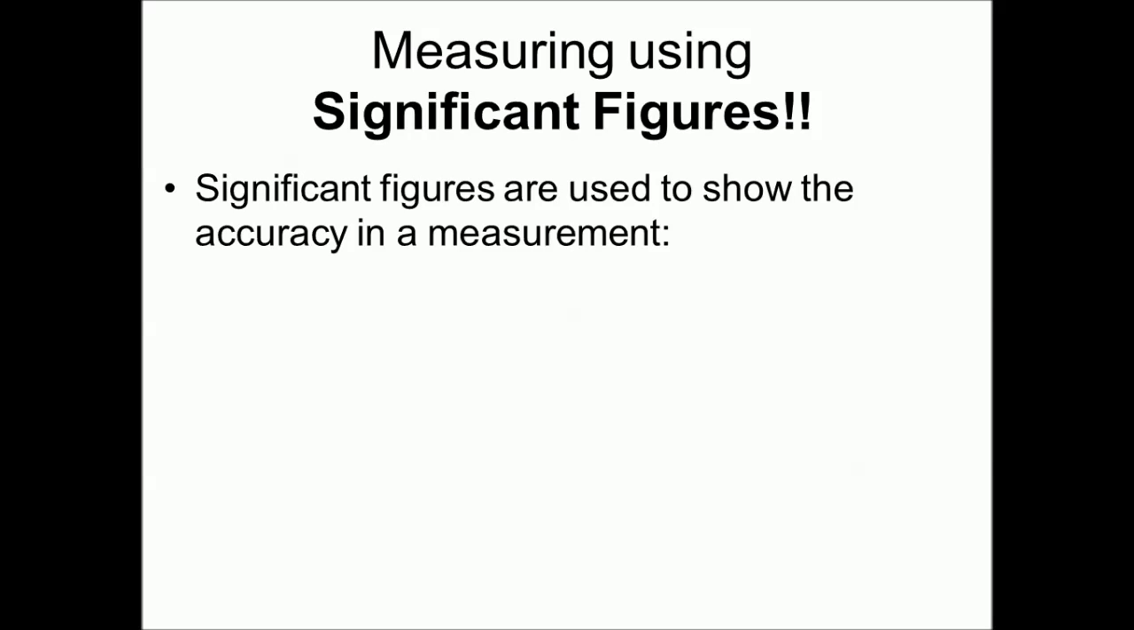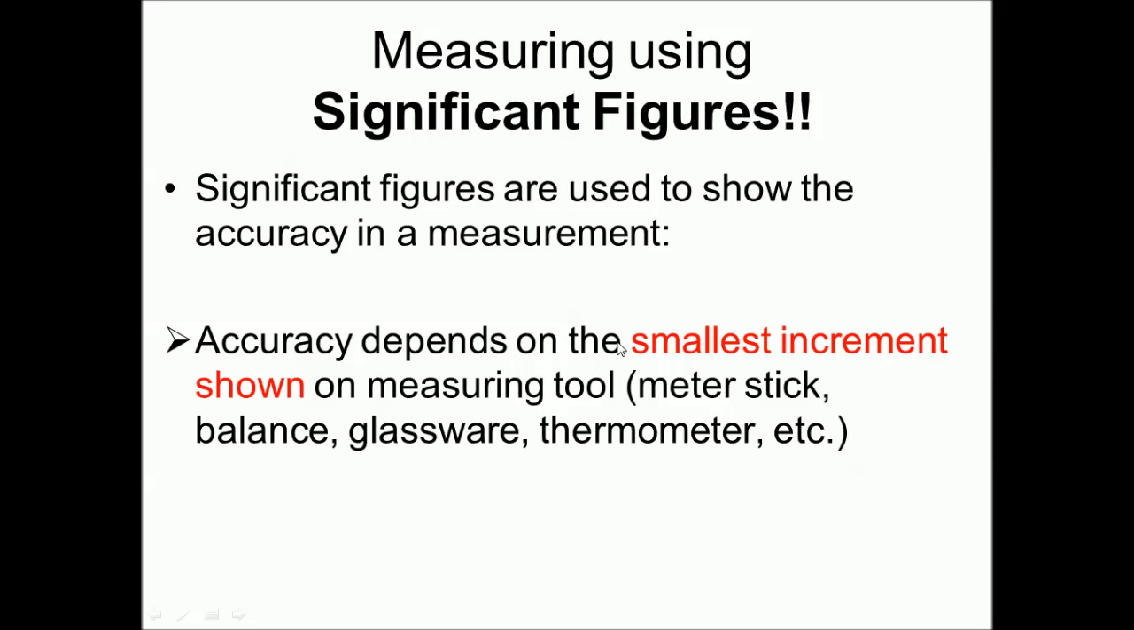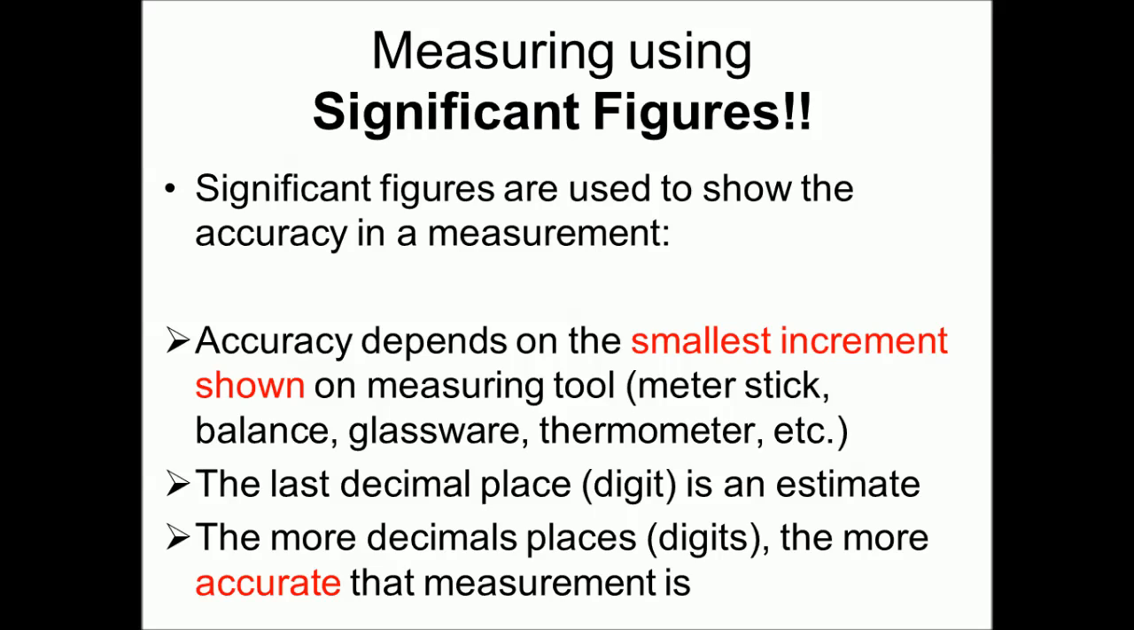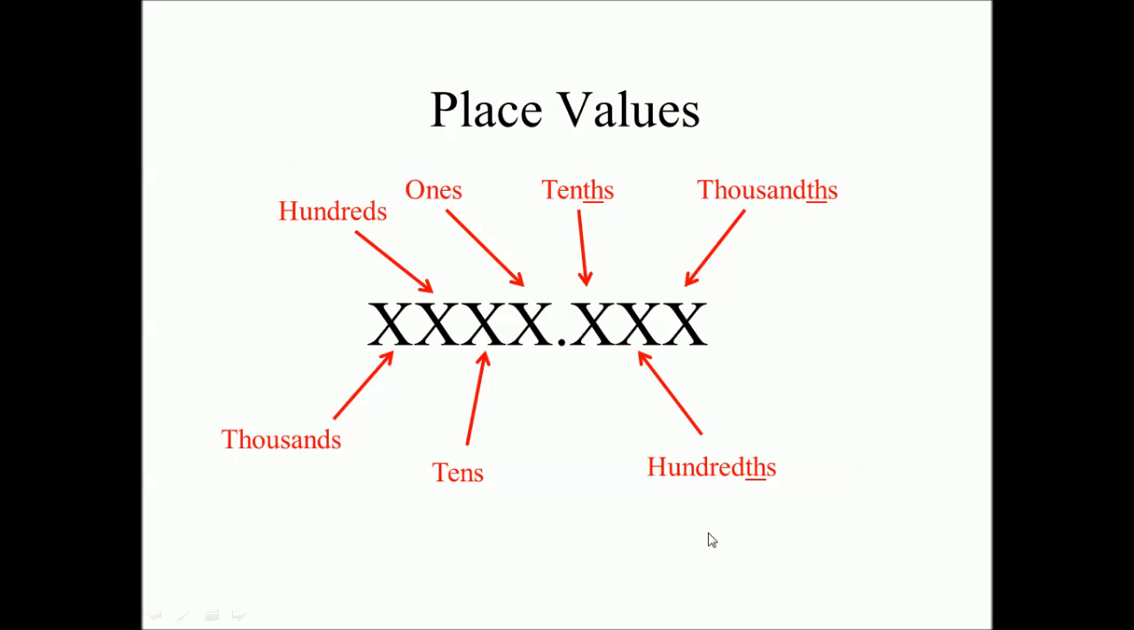So, measuring using significant figures. Significant figures are used to show the accuracy in a measurement. So it really is important, depending on the device that you're using, how you measure and what number you record. Accuracy depends on the smallest increment shown on the measuring tool. That is, if it's a meter stick, balance, glassware, thermometer, etc., you really have to look at what the smallest increment is, and then the last decimal place is going to be an estimate. Again, this will make more sense as we go through some practice examples. But really, the more decimal places there are, the more accurate the measurement is. For example, looking back to this slide, if you have a measurement going to the tens, it's far less accurate than if you have a measurement going all the way to the thousands.